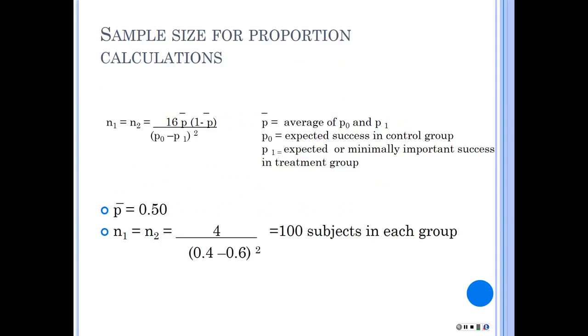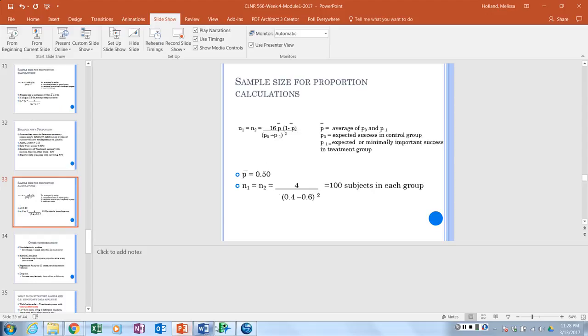So then working this into our equation, and if we're using the assumption that the mean P is 0.5, then we can use this equation, and you can see that our control, our placebo, is 0.4, and then our treatment group is 0.6. So 0.4 minus 0.6 squared gives us about 100 subjects in each group that's necessary. So then I just want to do this again with our JMP calculator.